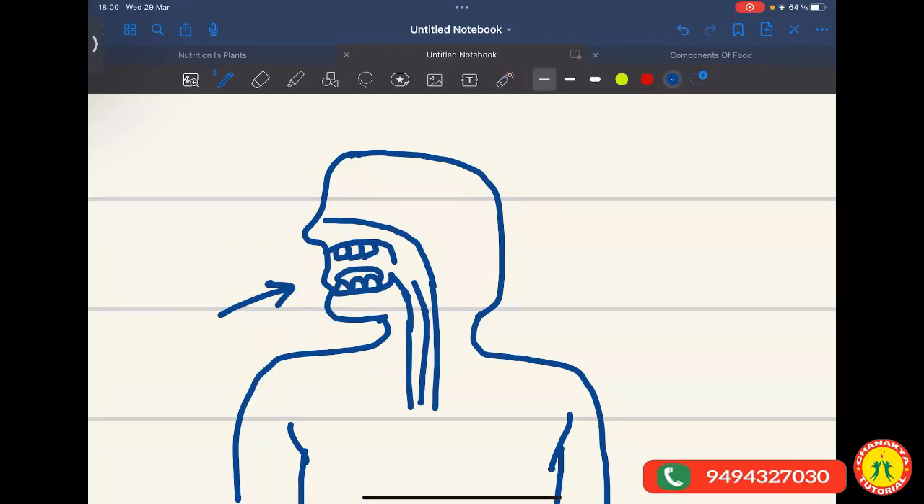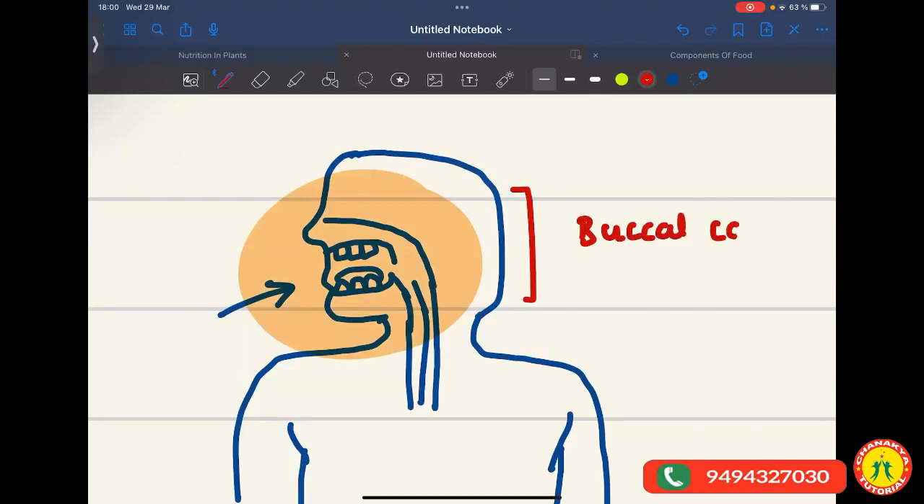This portion is known as, I'll just mention it by highlighting it, maybe you'll understand better. The highlighted portion alone is called the buccal cavity. You won't say it as mouth anymore because you're not kids. You're in 7th grade. The more grades you go, the more complicated your words become. So it is known as the buccal cavity.